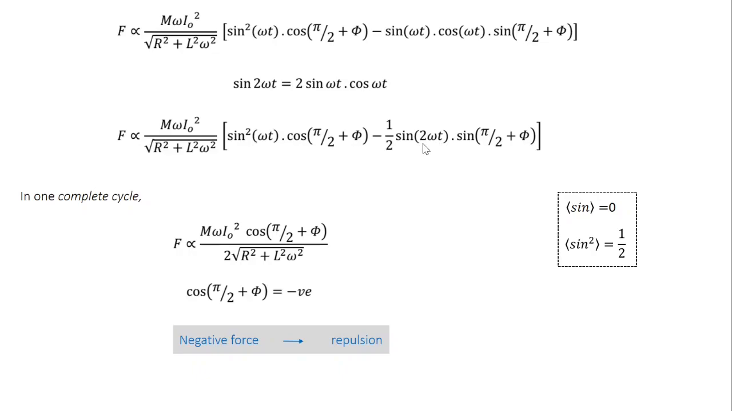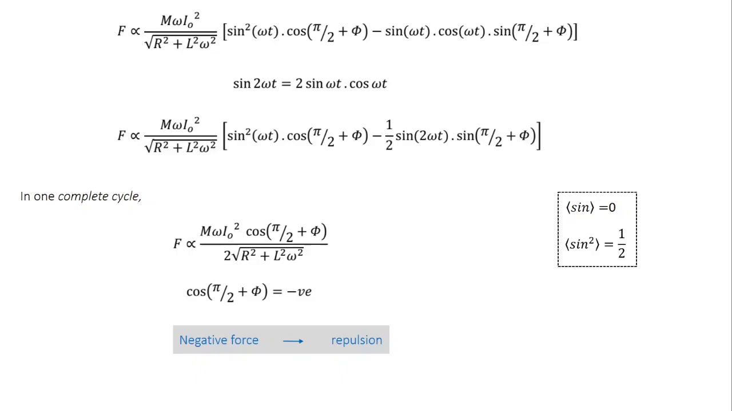We already know that the average value of the sine function is always 0. Similarly, the average value of the sine square function is half. So since the sine 2 omega t term gives rise to 0 here, this entire term gets cancelled. So basically I need to look at only the first term, where the sine square omega t term gives me a factor of half here. So the average value of the force is going to be half into M omega I naught square divided by R square plus L square omega square, multiplied by cos pi by 2 plus phi.